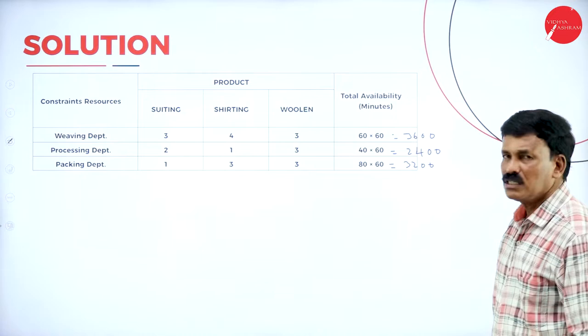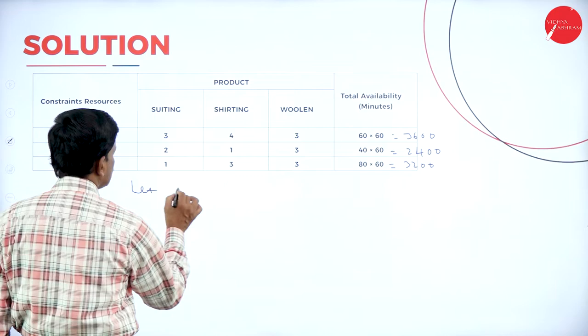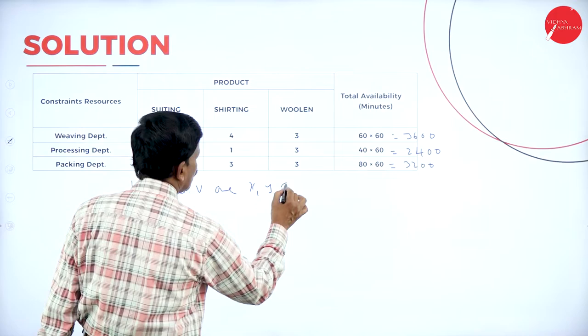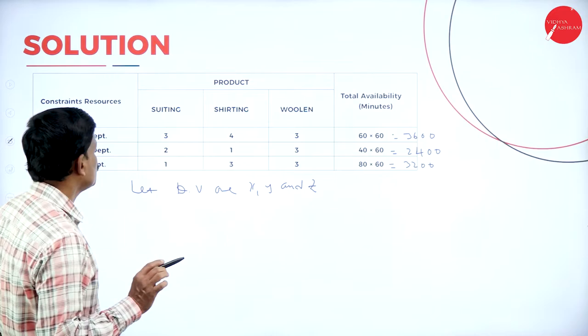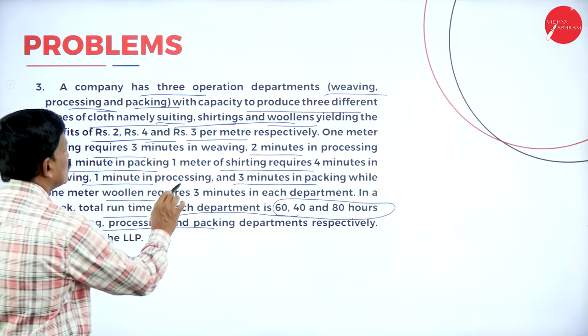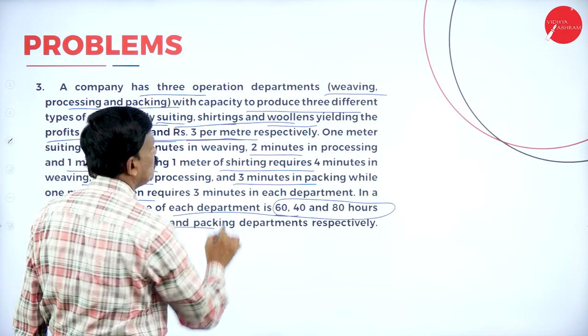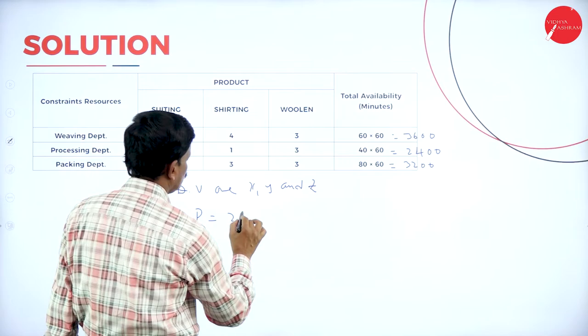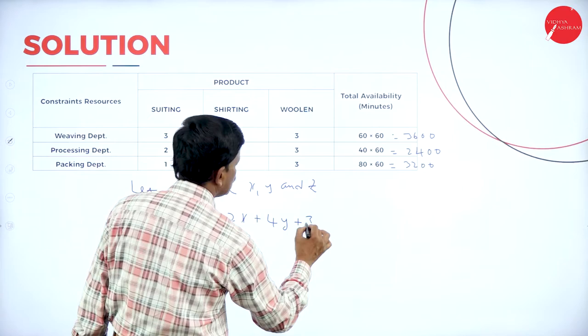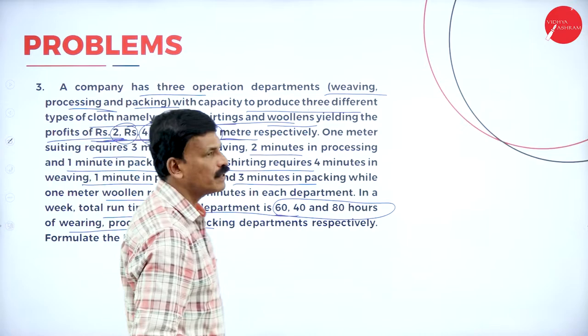Now how to formulate? Let us define the decision variables as x, y and z. Now what is required is the profit. What is the profit given here? The profit is given as rupees 2, 4 and 3 per meter respectively. Therefore the profit is given by P equal to 2x plus 4y plus 3z per meter.